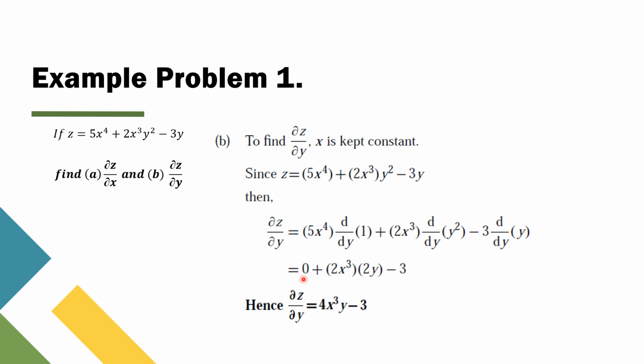In this case, we simplify this further. We have 0 plus 2x cubed times 2y minus 3. That would be the partial derivative of the function: the partial derivative of z with respect to y is 4x cubed y minus 3, right?